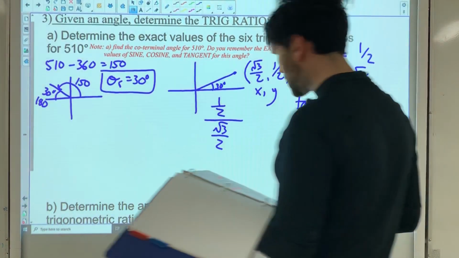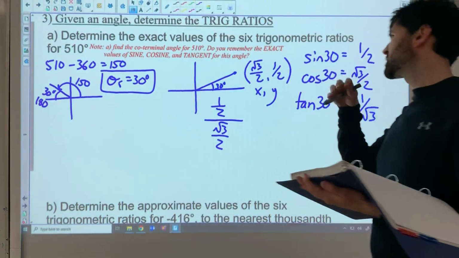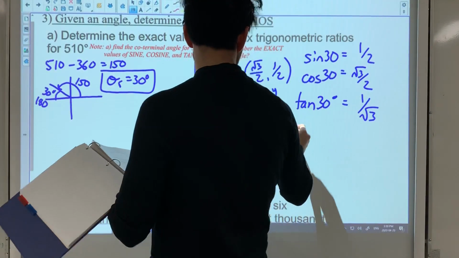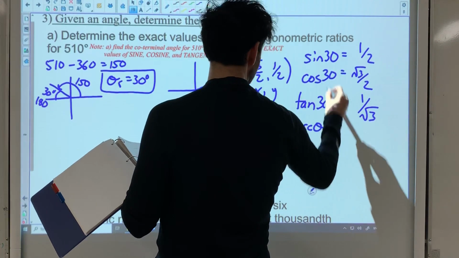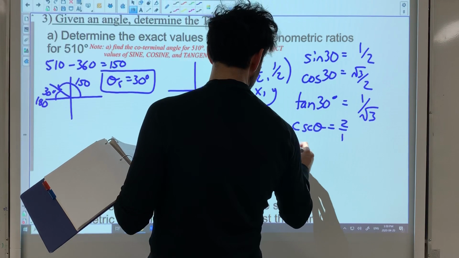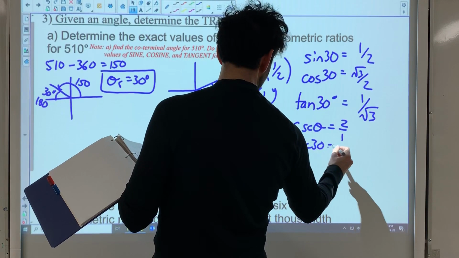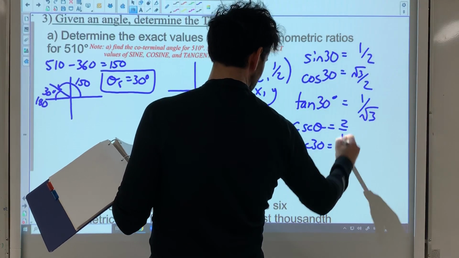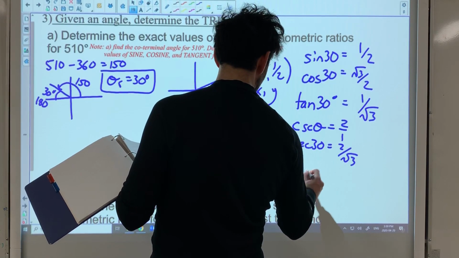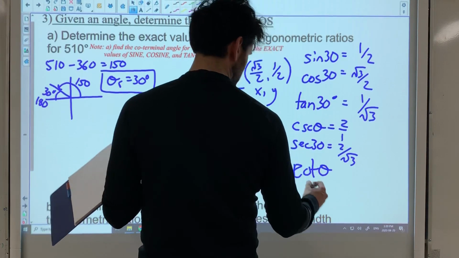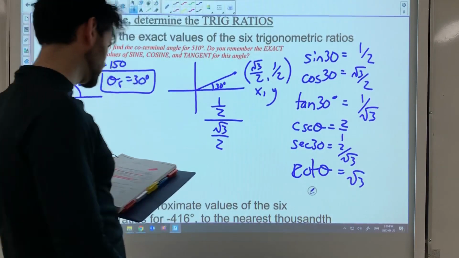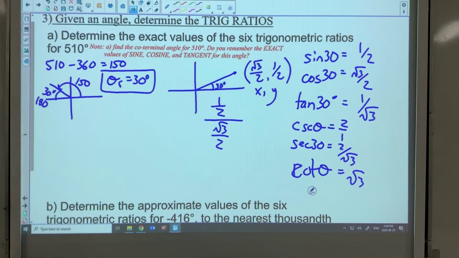Now, those are the primary trig ratios. To find the inverse ones, you just have to flip them, right? Just do the reciprocal. So if you do cosecant theta, that's the one that belongs to sine theta, so you get 2 over 1. If you do secant 30, that's going to be this one, square root 3 over 2. And then if you do cotangent, sorry for my screwed up C, that's going to be square root 3. Perfect. Okay, that was a pretty tricky one.